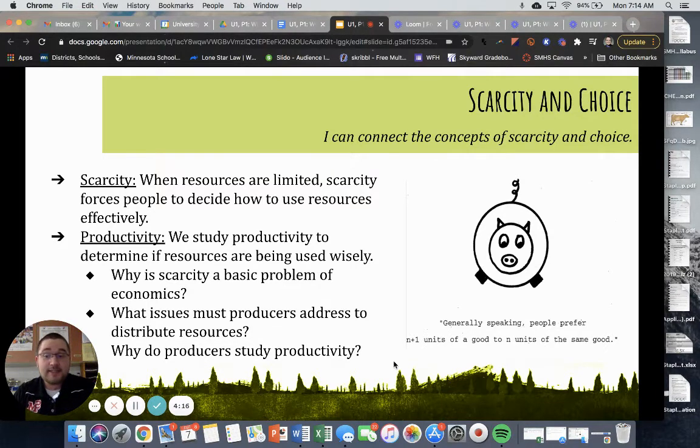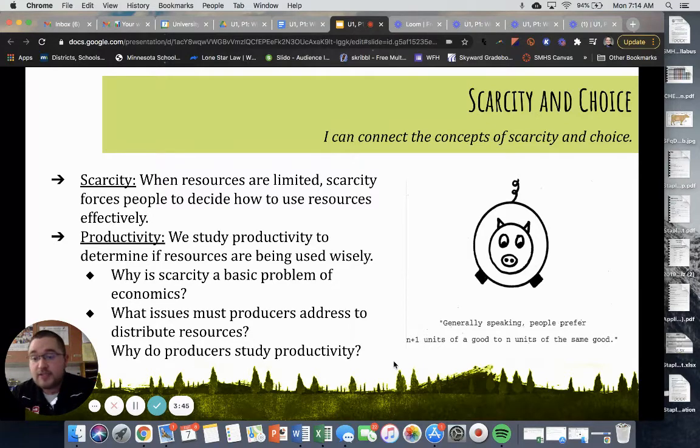Okay, that's scarcity. Productivity is essentially the ability to use resources wisely. It's a particular study that we could have to make sure that we are using those resources in the best way possible. So I want you to think to yourself, why is scarcity a basic problem of economics? What issues must producers address to distribute resources? And why do producers study productivity? I want you to think through those questions.